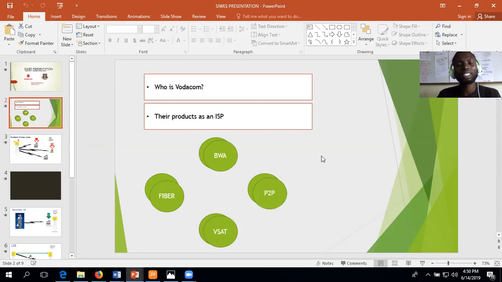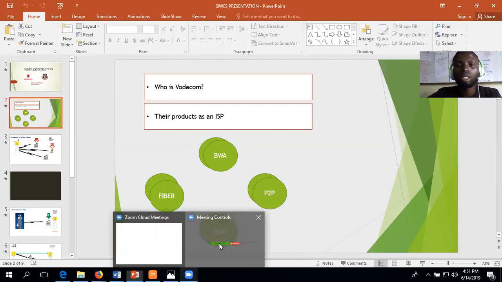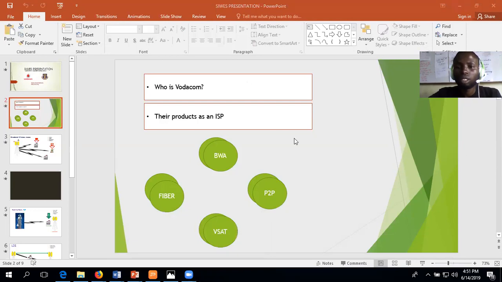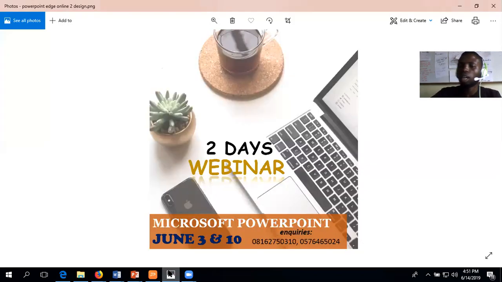Before you start designing in PowerPoint, the first thing that is required of you is to visualize. You have to have a mental picture of what you want your design to look like. How many slides do you want? What do you actually want to discuss in those slides? Who are the people that you'll be addressing? You need a mental picture.